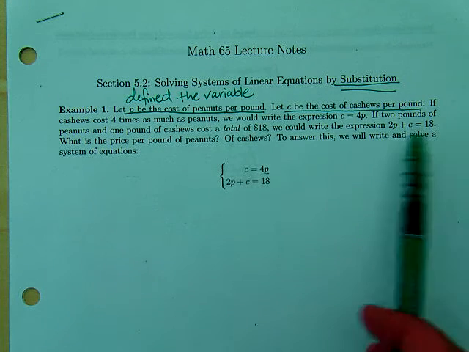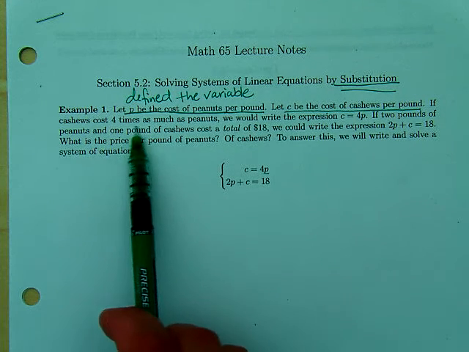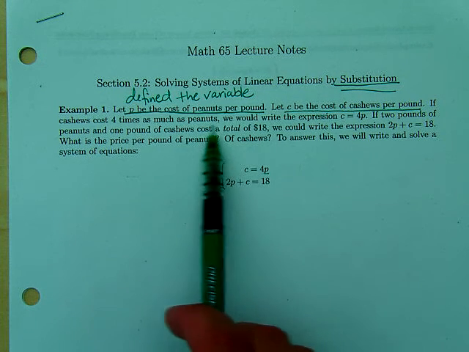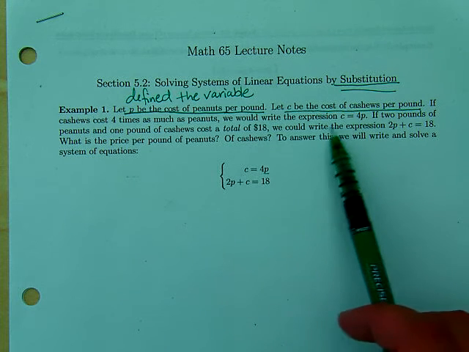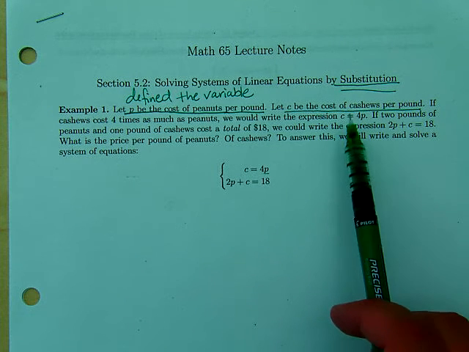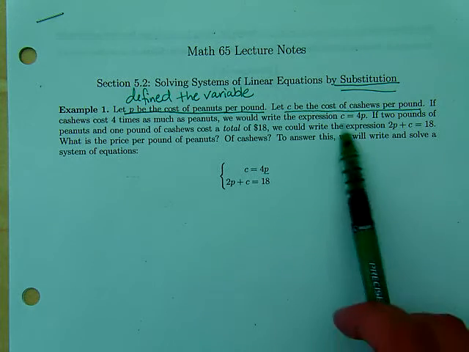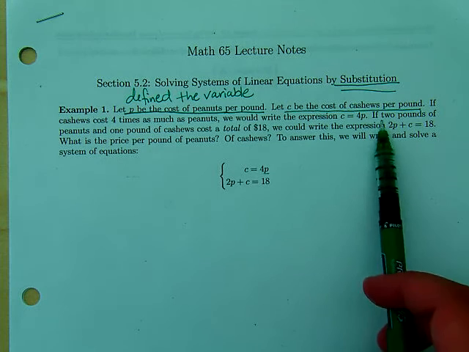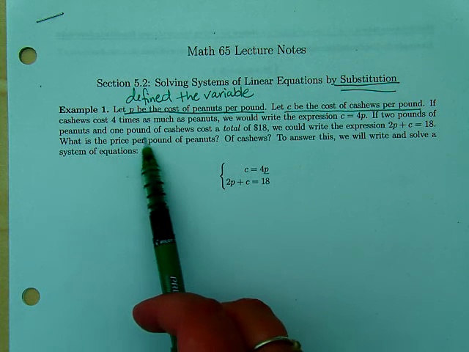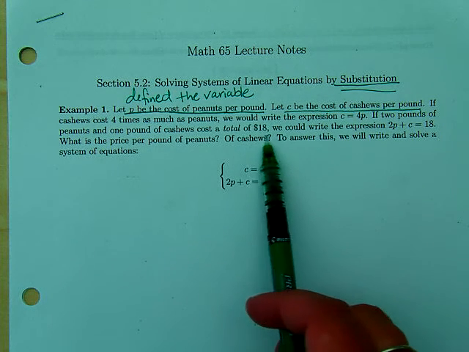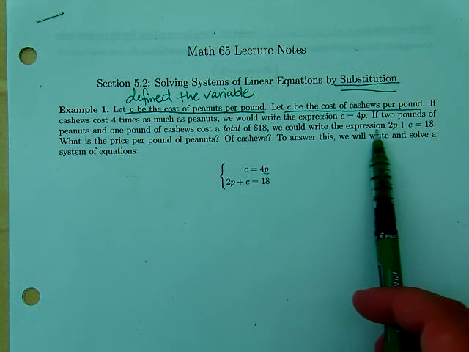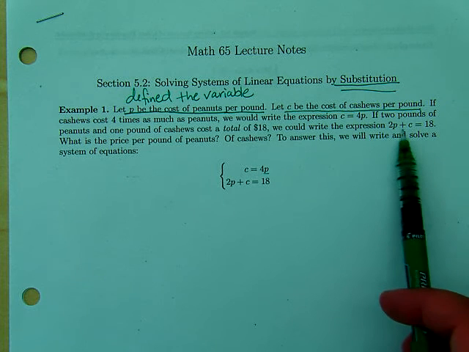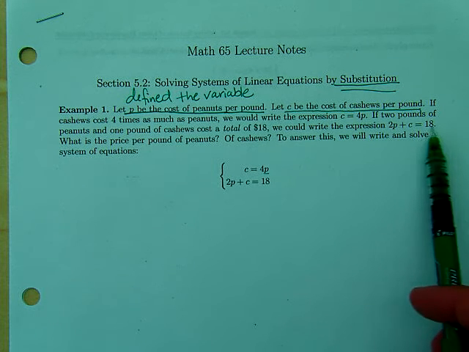But I guess we're going to talk about peanuts and cashews. If cashews cost 4 times as much as peanuts, oh yeah, that seems very accurate. They're a lot more expensive. We could write the equation C equals 4P. Why is that an equation and not an expression? Yeah, it has an equal sign. If 2 pounds of peanuts and 1 pound of cashews cost a total of $18, we could write the equation 2P plus C equals $18, because 2 pounds of peanuts plus 1 pound of cashews equals $18.